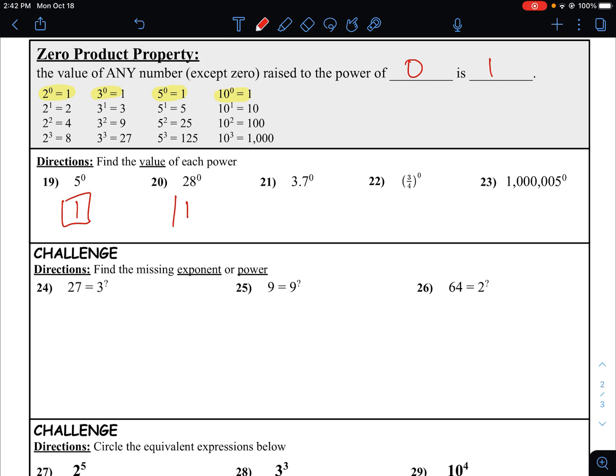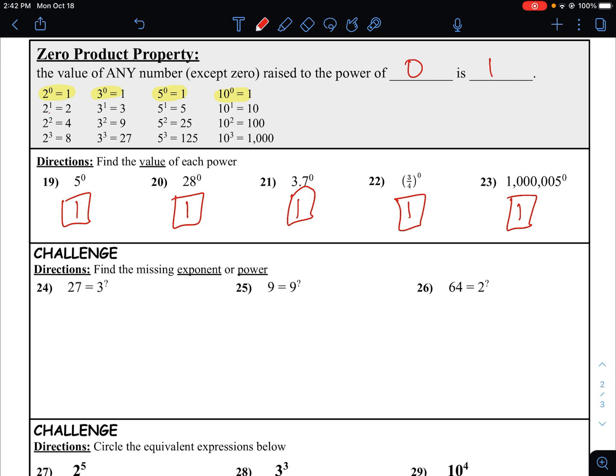28 to the 0, 1. 3.7 to the 0, 1. 3 over 4 to the 0, that also equals 1. 1,000,005 to the 0 power also equals 1. Now that doesn't seem to make any sense. You would think anything to the 0 power equals 0, but let's see if we can make sense of it.